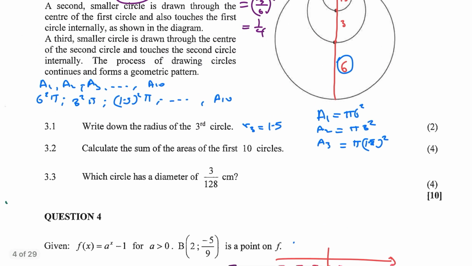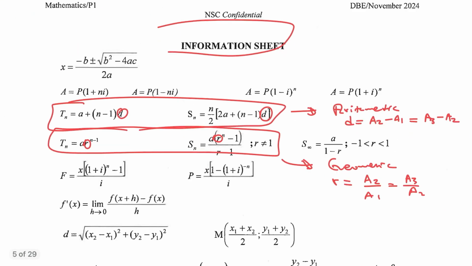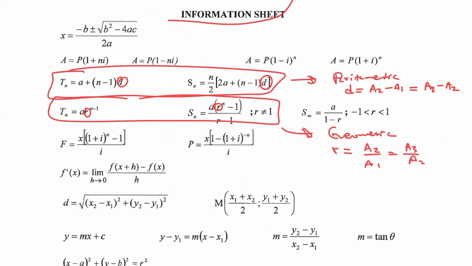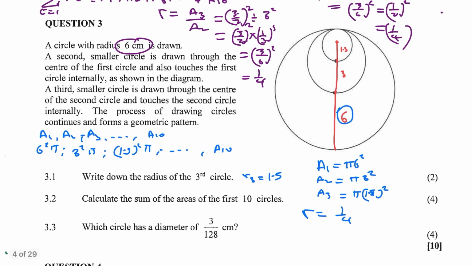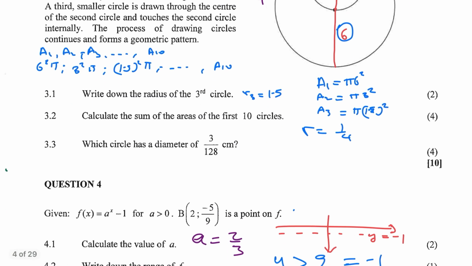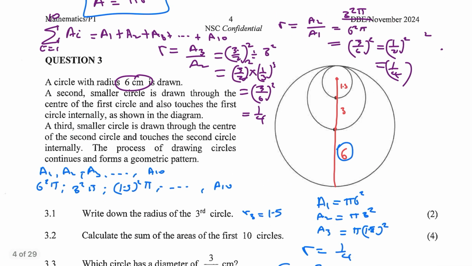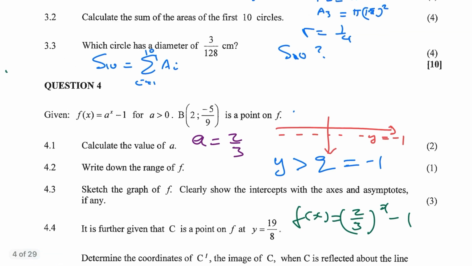So we've discovered that r is 1 over 4 and it is geometric, and therefore we're using these two equations. Now, what are we answering? We're answering the sum of the areas of the first 10. What they're asking is, what is the sum of the first 10 areas? We're adding all of these first 10 areas.